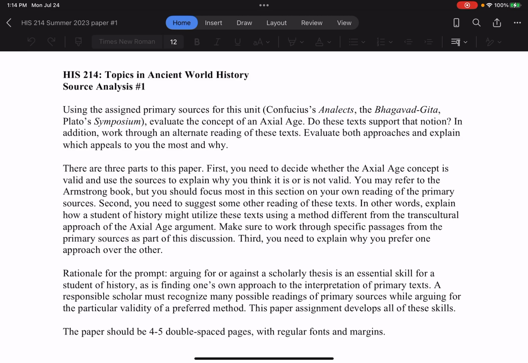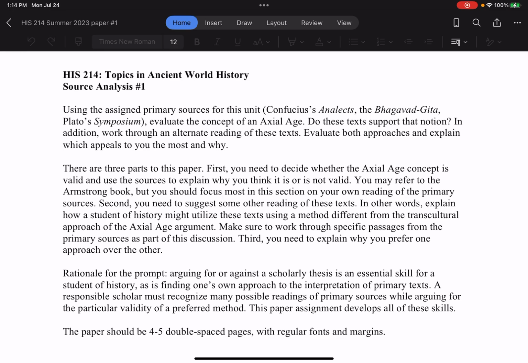And so I might suggest trying to think of them in their immediate context rather than the transcultural one. And that's not the only way. I mean, these texts are often read as being full of timeless lessons. That's another approach you could take with this. You need to do your own reading of these outside of the Axial Age. And then the third part of this is to evaluate both approaches and to explain which of these you think is more important.